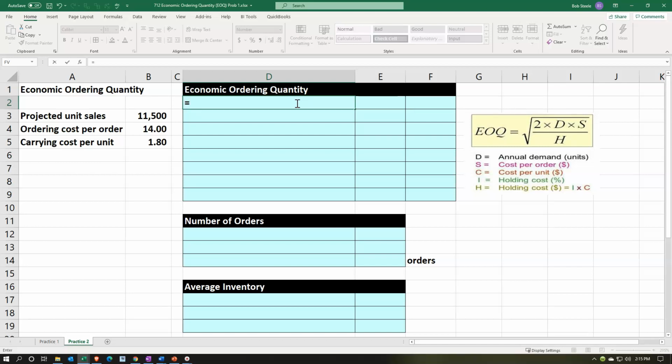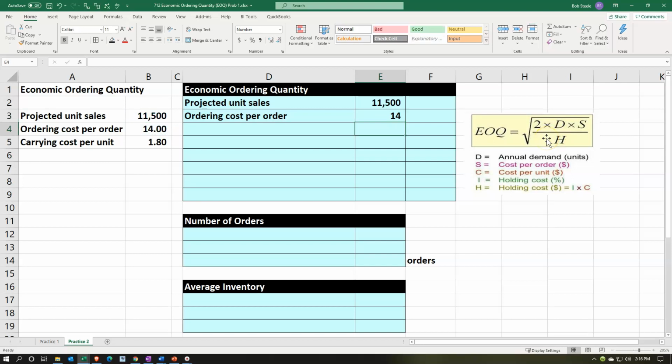Because it's easy to think about this vertically. So we're going to say, all right, we want to take the projected unit sales. Projected unit sales, I'm going to put that in the inner column. This is D. So notice I'm not starting with 2. I want to start with D times S, where S is the ordering cost per order, or the 14. That's going to be equal to the 14. Now I could multiply this times 2, but I like to take the subtotals, D times S, because that's what would happen basically in a calculator. I think it could give us more information.